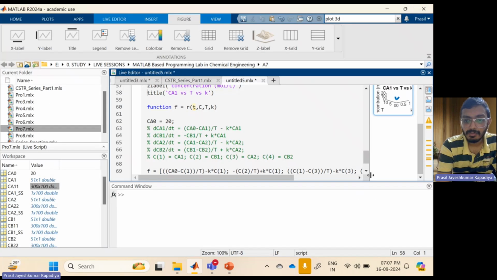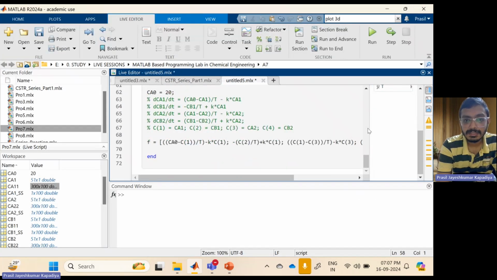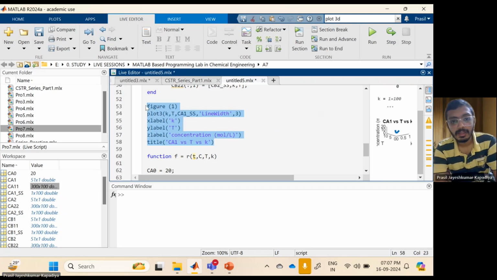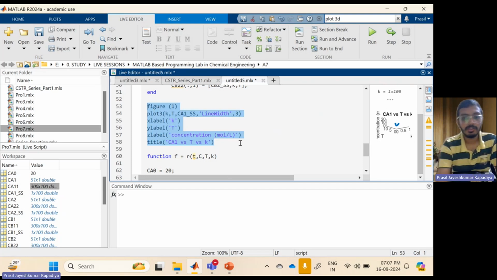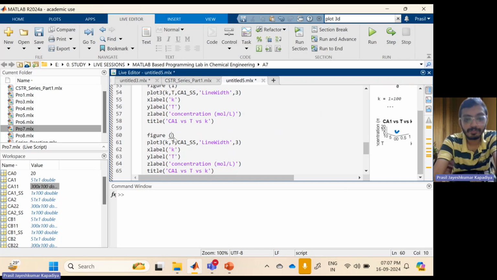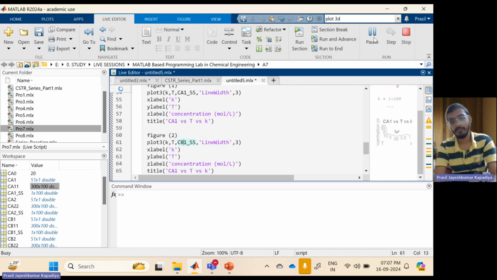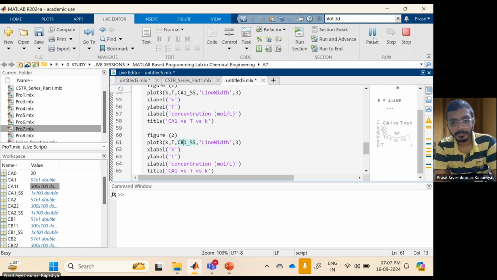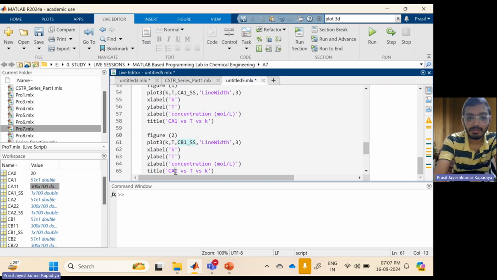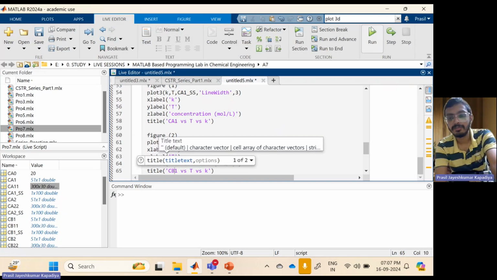So further, similarly, what we can do, we can plot the same thing for CB1. So let's do that. So I will use figure 2 and I will write it down here as CB1. And let's try to run it. Okay, I have made a mistake. I will put stop. It is CB1, correct?